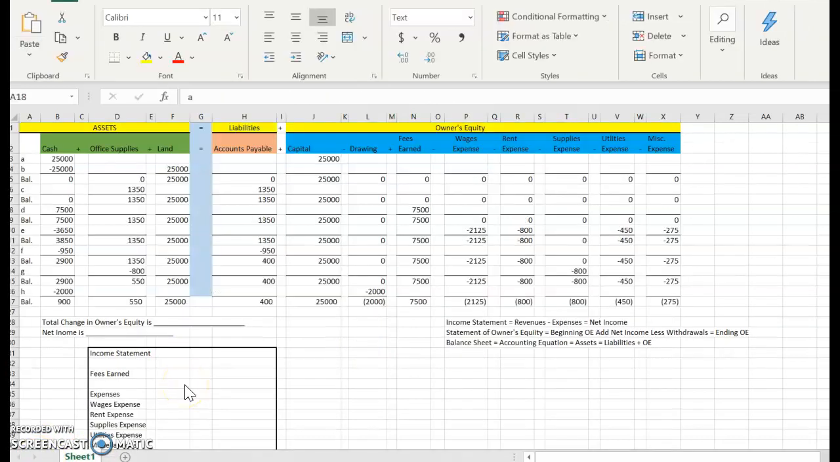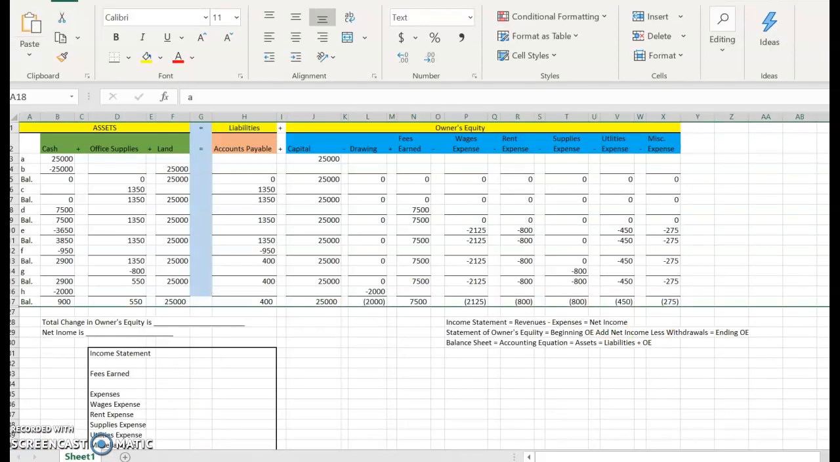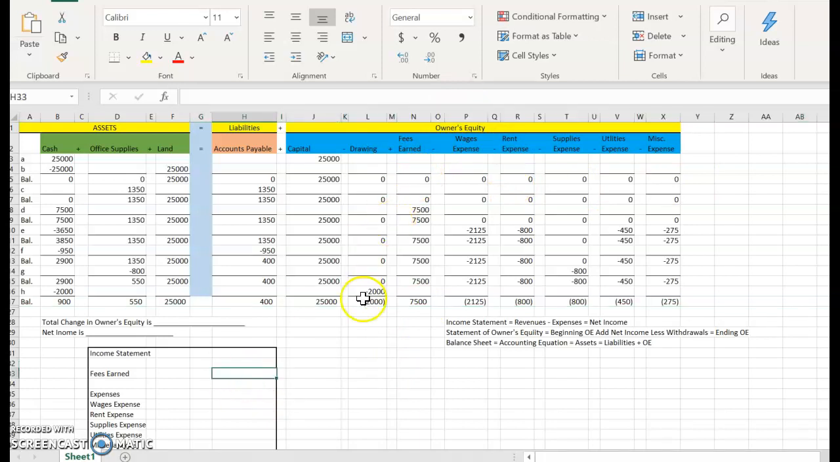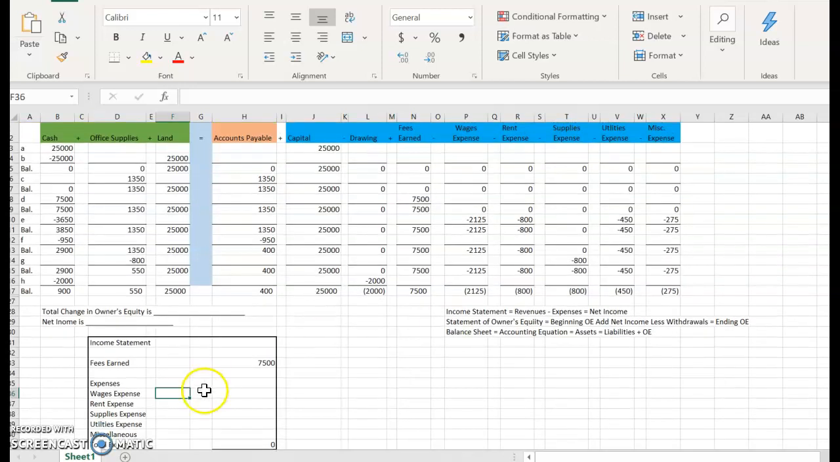Okay, so we're going to prepare the income statement and start with fees earned, which is the only revenue account that we have. And since there's only one revenue, we can put it on the outermost column. And then we will list our expenses. Now for your expenses, you have several different expenses, and it's important to break those down so that users can see the different types of expenses that we have.